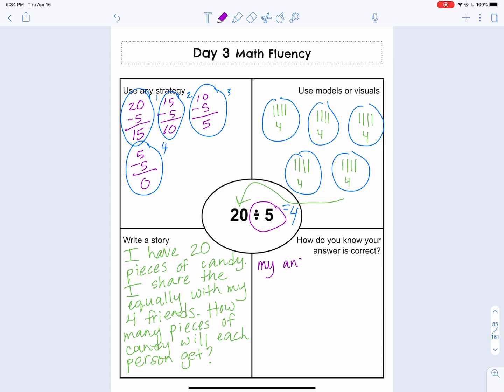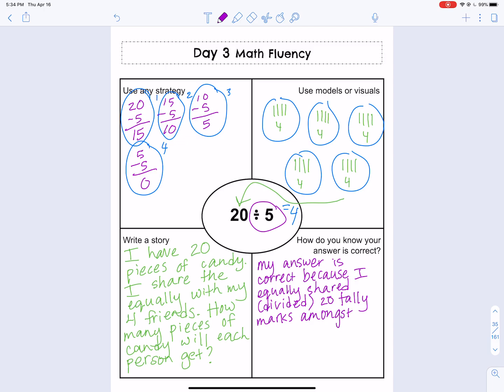My answer is correct because I equally shared or divided 20 tally marks amongst 5 groups and counted 4 tally marks in each group.